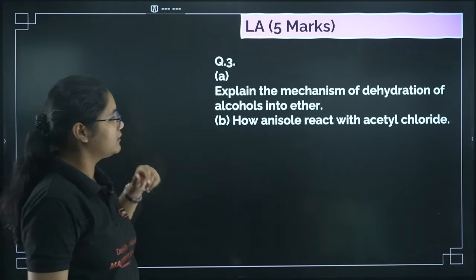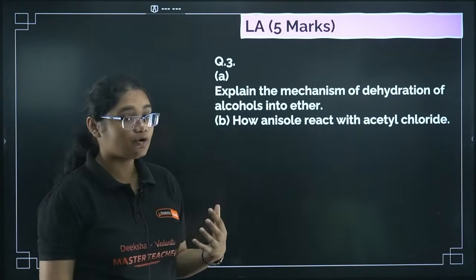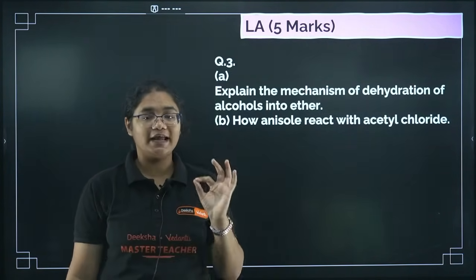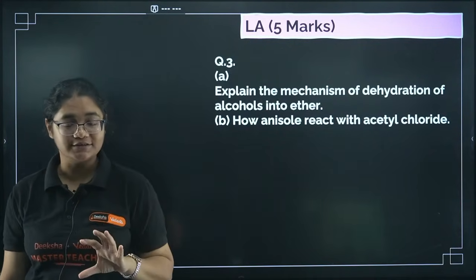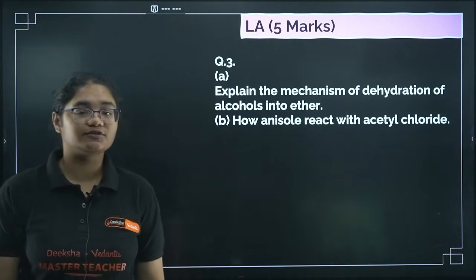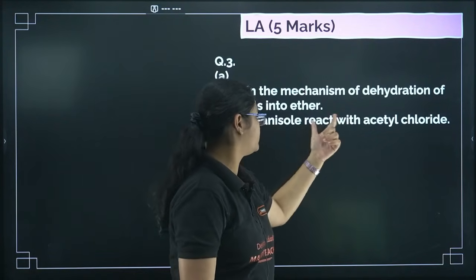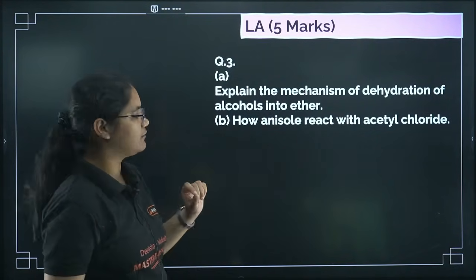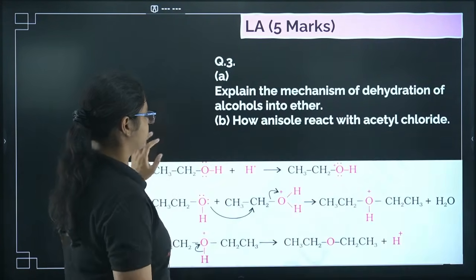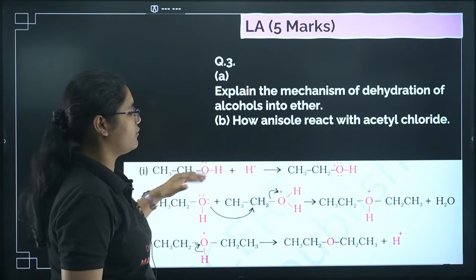Next question: explain the mechanism of dehydration of alcohols into ethers. Now see, dehydration of alcohols can give you alkenes and can also give you ethers. So we have to write the mechanism for that, and we will see how anisole reacts with acetyl chloride. First let us see the mechanism of dehydration.